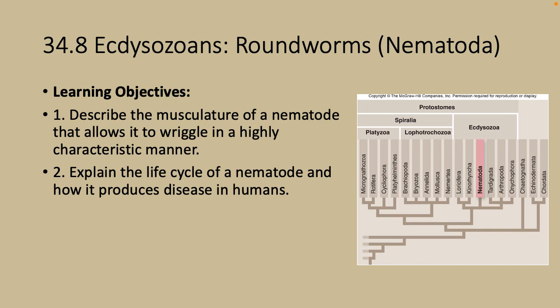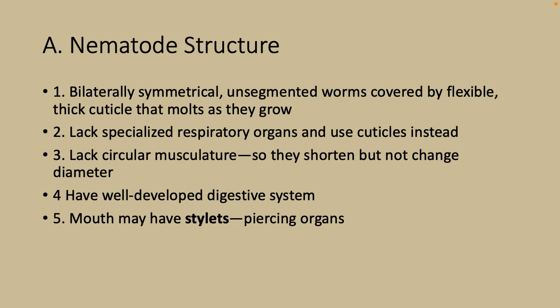So the roundworms are the nematodes, very abundant, diverse in marine as well as freshwater. A lot of nematodes are microscopic, and most of them do live in the soil. They say that a spoonful of soil could contain millions of nematodes. Just to give you an idea of how small they are, and how abundant they really are.